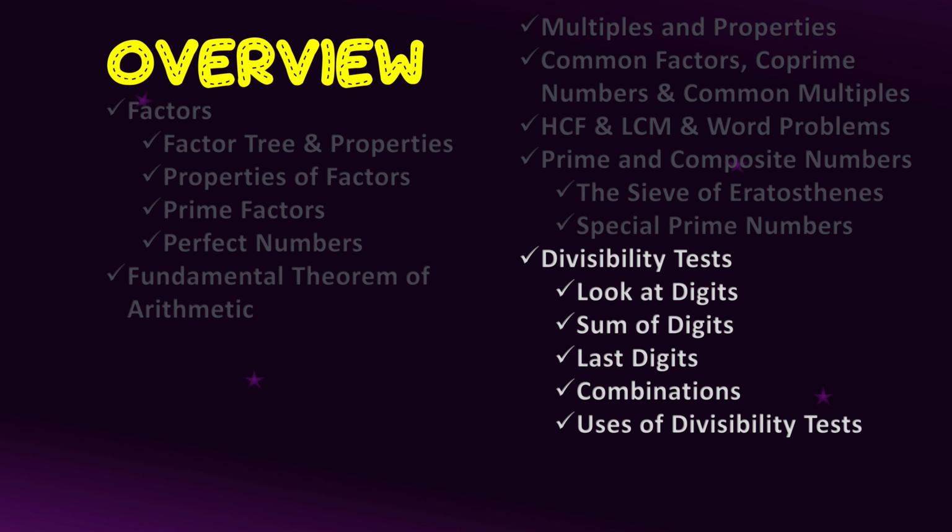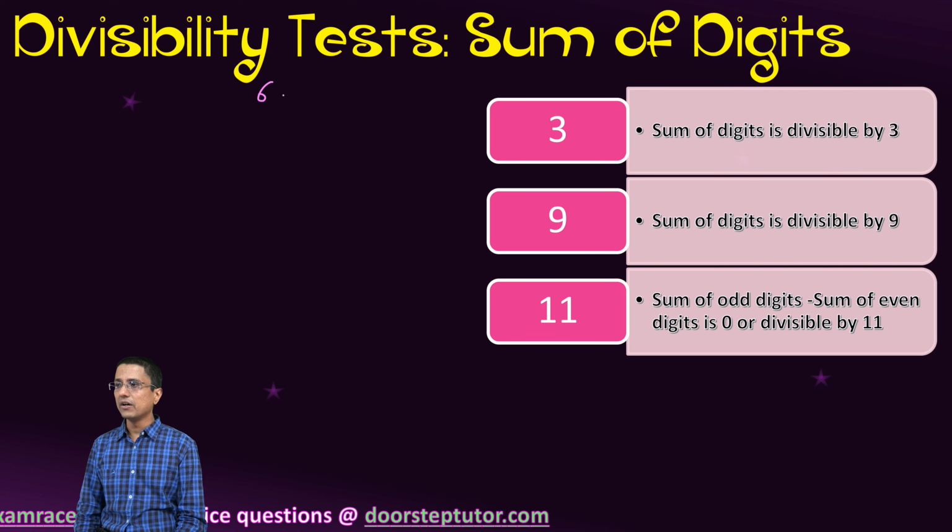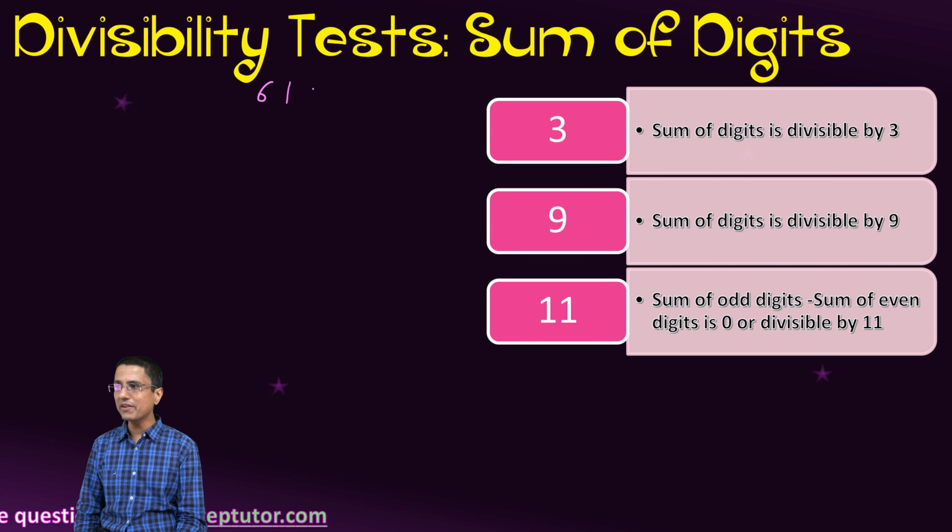Those are the simplest divisibility tests, where we just need to look at the digits of a number. The next kinds of divisibility tests are those where we have to do the sum of the digits. Here we have the number 61809, and if I add all the digits, the sum comes out to be 24. Because 24 is divisible by 3, the number itself is divisible by 3. So if the sum of digits is divisible by 3, the number is divisible by 3.